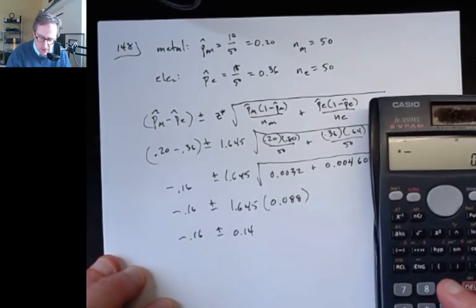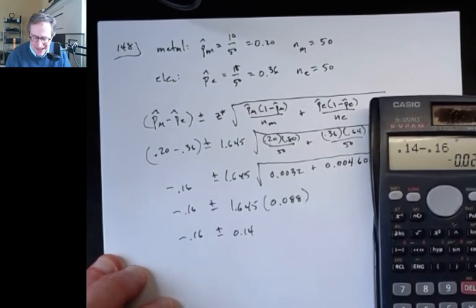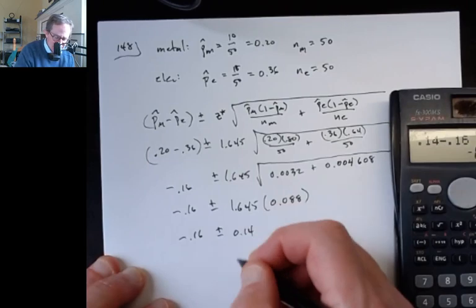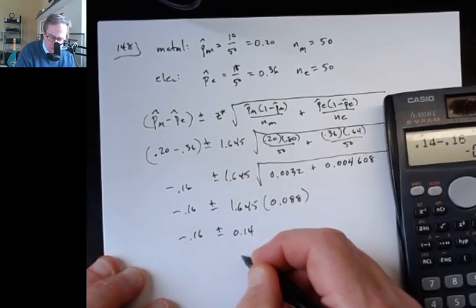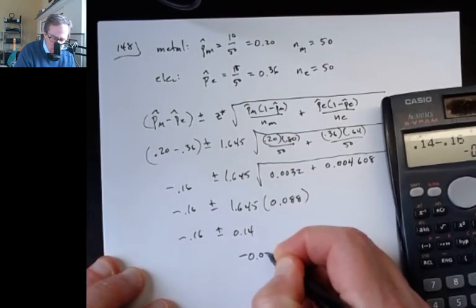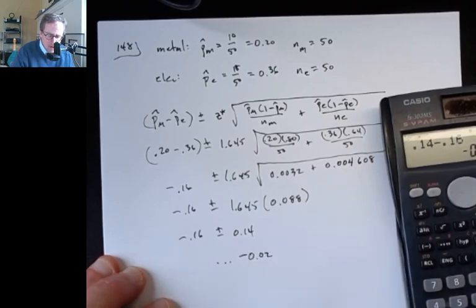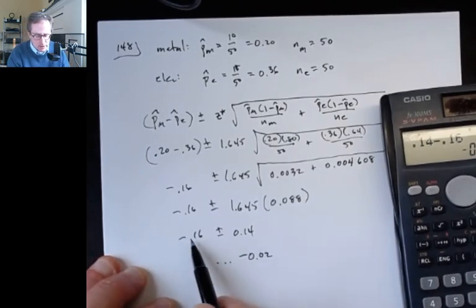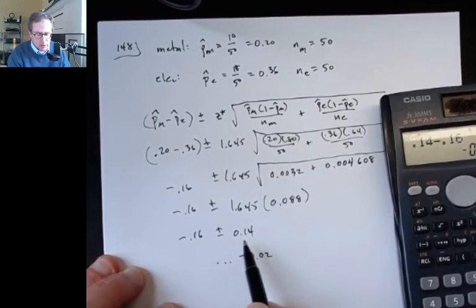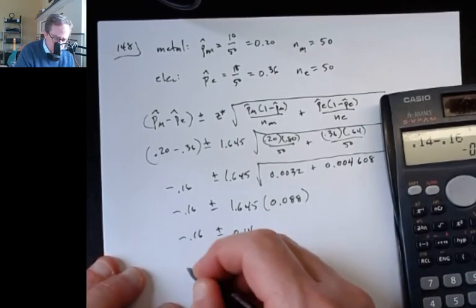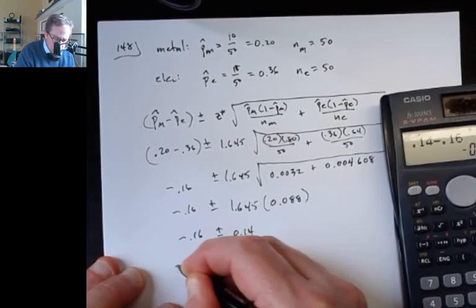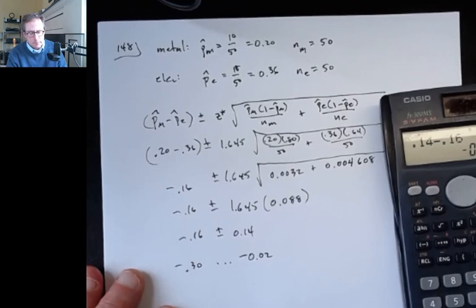So 0.14, take away 0.16, gives me minus 0.02, so minus 0.02, that's the high spot. And the low spot is going to be if you take 0.16 minus 0.14, so what am I looking at there, 0.30? 0.30 with a negative sign. Okay, so anywhere from 2% to 30% below.